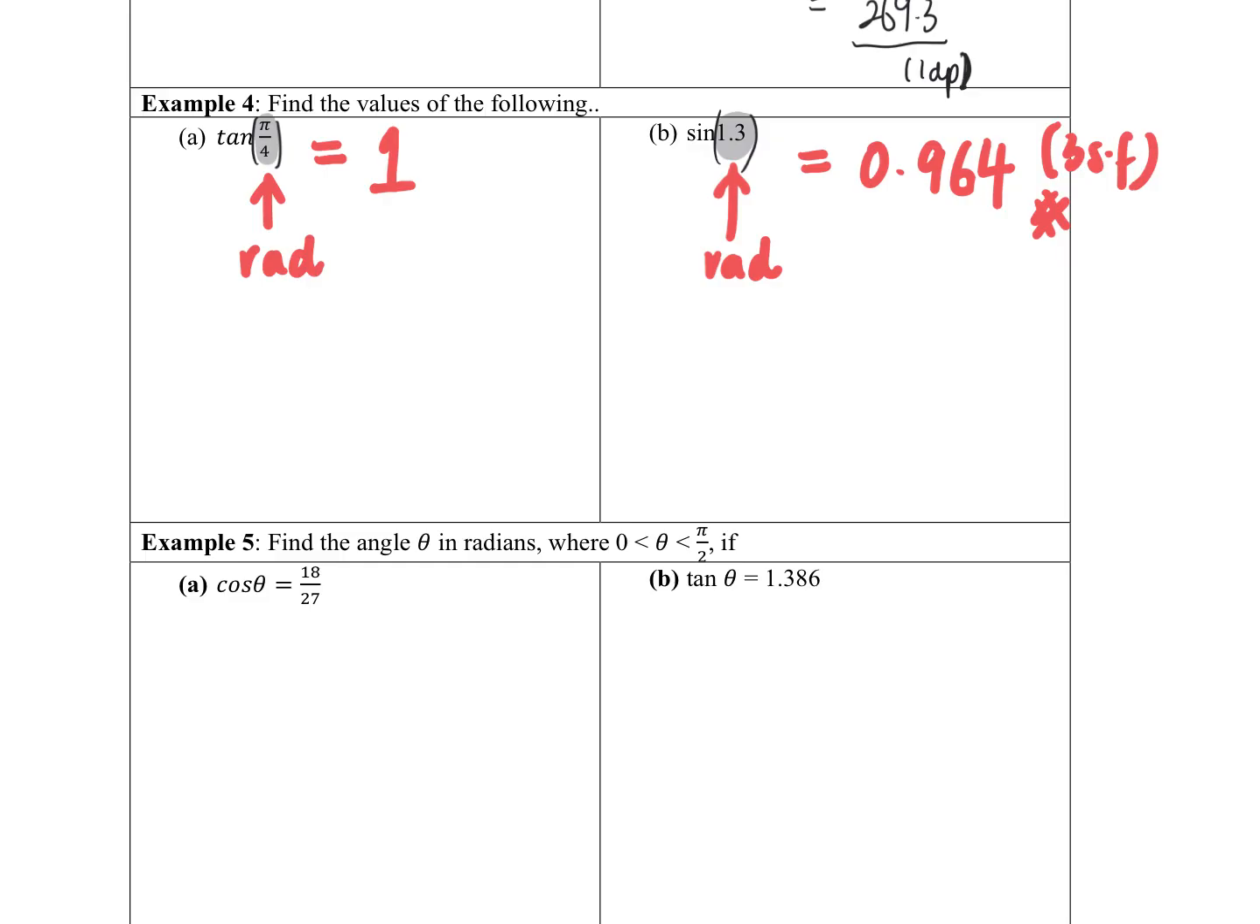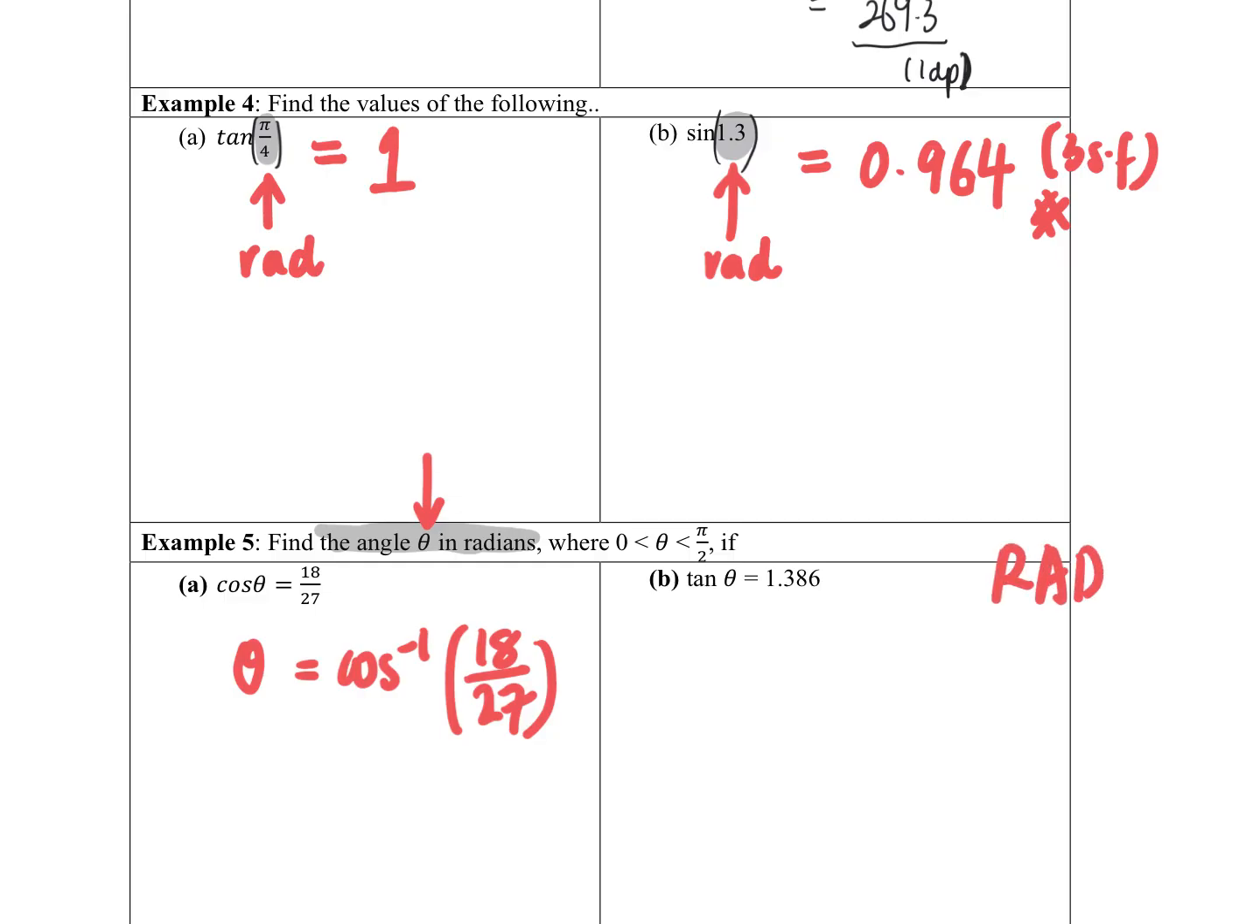Okay, listen. If the angle is in radians, when you try to solve for the theta, what do you do to the cosine? Inverse, right? So when you bring the cosine inverse, make sure your calculator is in radian mode. Because question say your angle is in radian, so make sure your calculator is in RAD mode. This is also RAD mode.